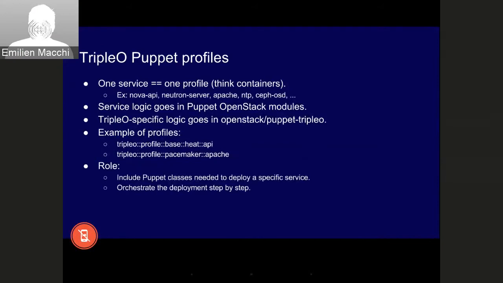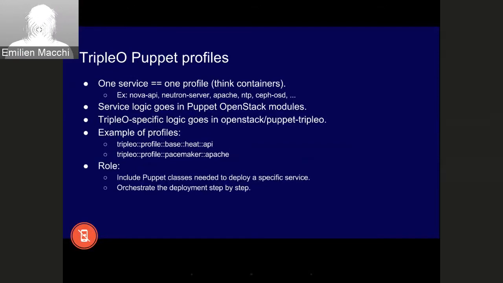So we created the TripleO Puppet profiles. So what are the profiles? You have to think about containers where you want one service per container. In the TripleO profiles, it's mostly the same. You want one service is one profile. So for example, you would have a profile for Nova API, one profile for Apache, one profile for NTP, and so on. The service logic goes in the Puppet OpenStack modules.